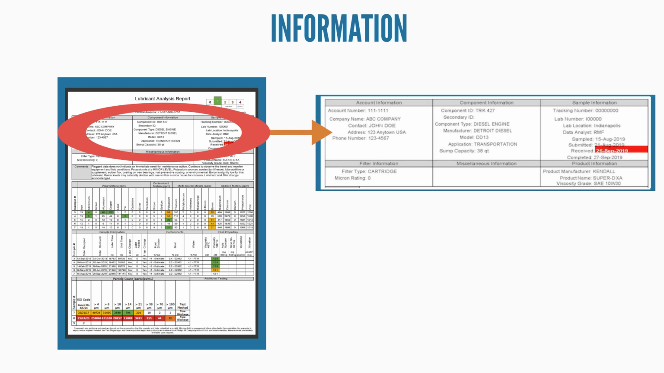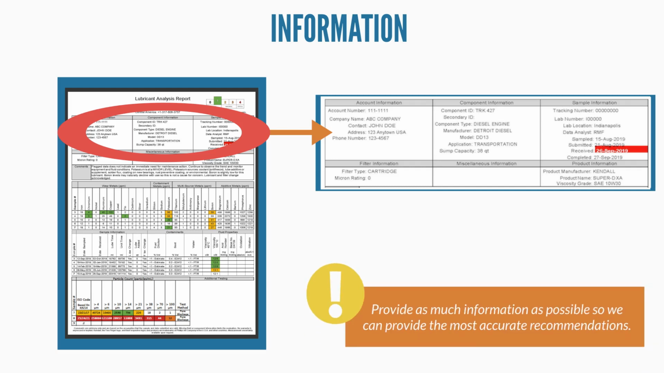The next section to look at is the information section. This section displays information for the account, component, sample, filter, product, and other relevant data. This section is important to review to ensure you're looking at the correct sample report. When you submit a sample online, it is important to provide the laboratory with as much information about your sample, lubricant, and component as possible.